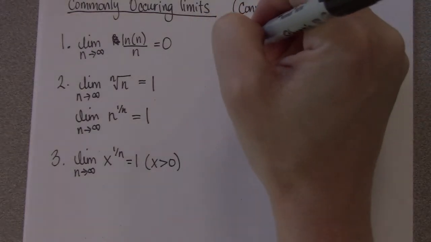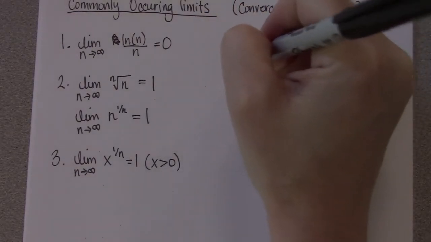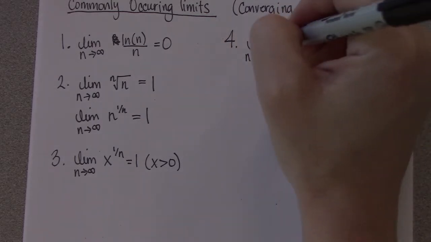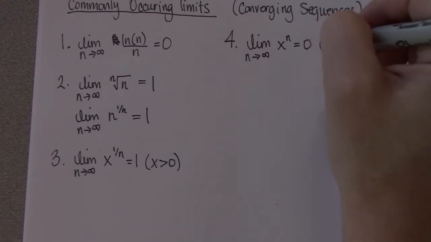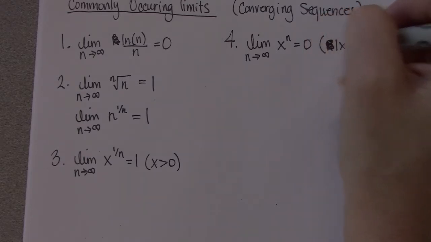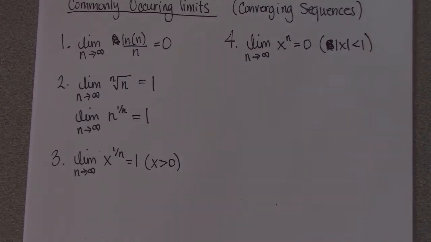The fourth one says the limit as n goes to infinity of x to the n is 0 as long as the absolute value of x is less than 1. What we're really saying in this expression is that x represents a fraction, right? And what we mean by the absolute value is it could be positive or negative. So I could have negative 1/2 to the n. That limit would go to 0, right? I could have positive 1/2 to the n. That limit would go to 0.